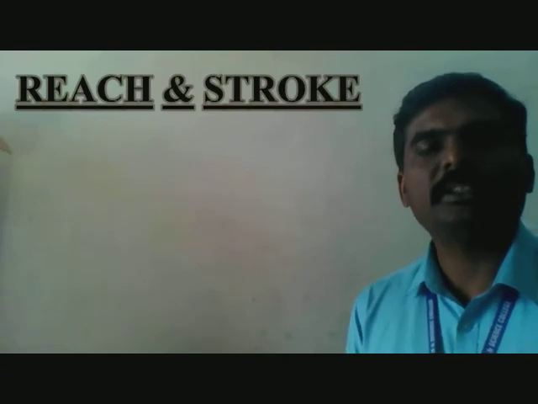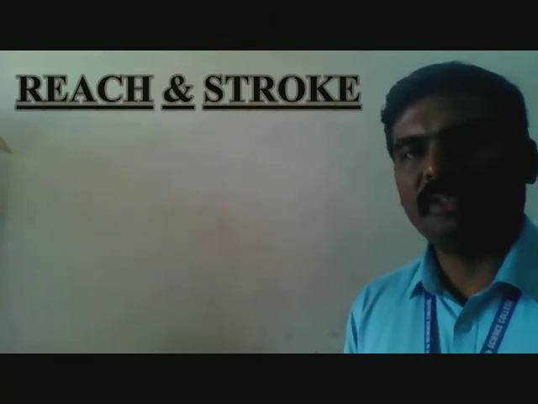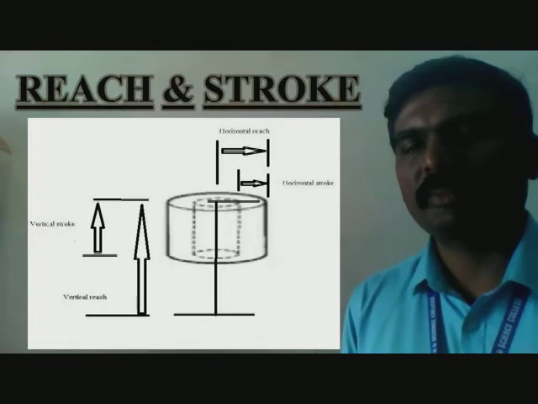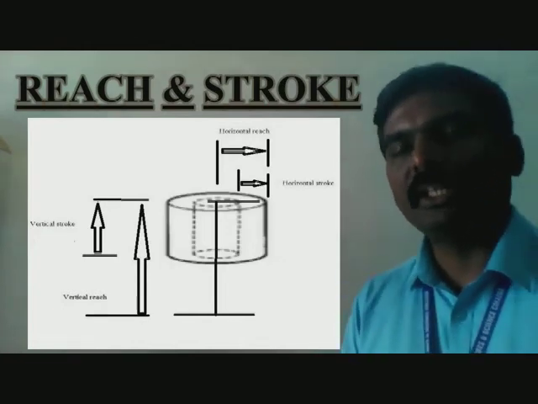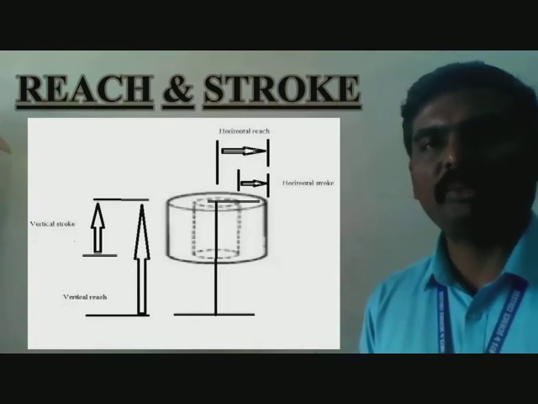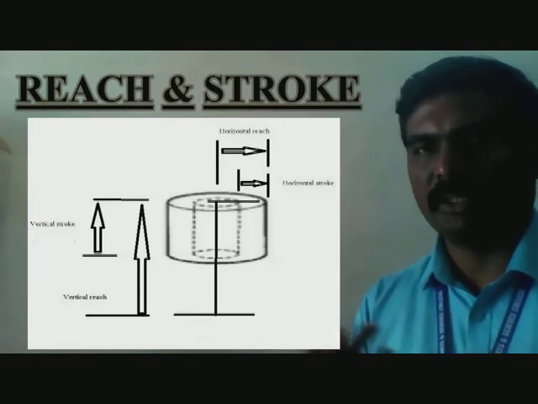The last section is robot reach and stroke. Reach and stroke can be divided into horizontal reach and stroke and vertical reach and stroke. We can take an example of a cylindrical robot. What is its shape? What can we say about a cylindrical robot? It is shaped like a cylinder.